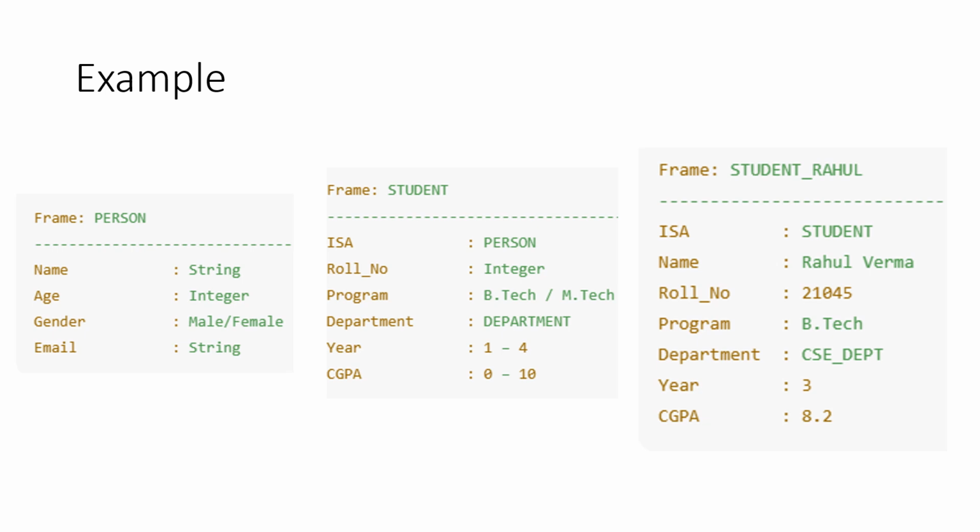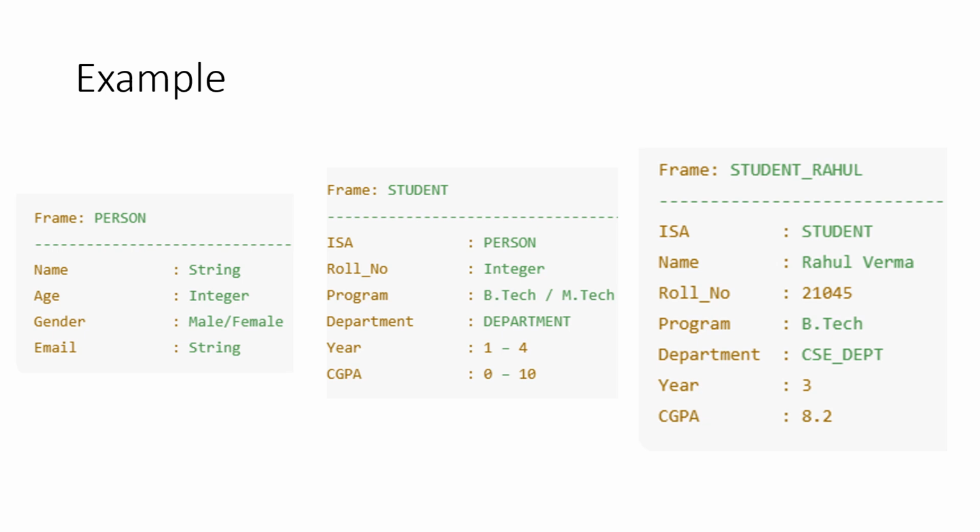So there we also have name, roll number, program, department, year and CGPA. So here this student Rahul also inherits the properties of person. Here you can see that student Rahul has attributes roll number, program, department, year, CGPA, all from the student frame, and name is from the person frame. So it inherits the person frame.